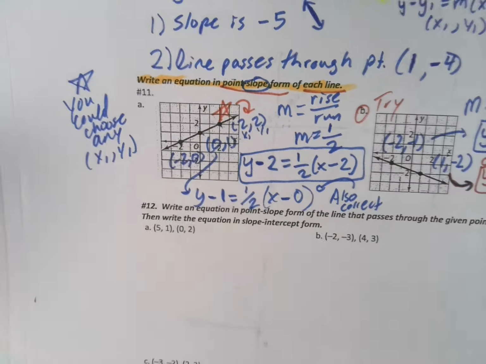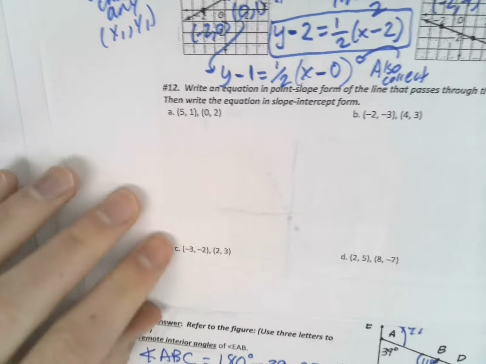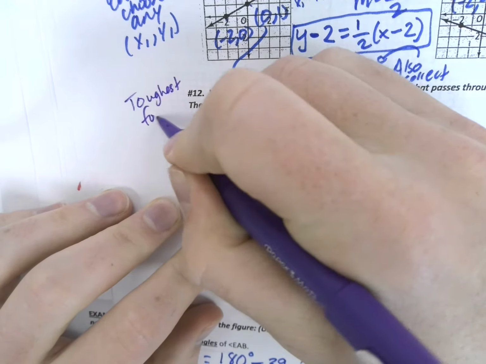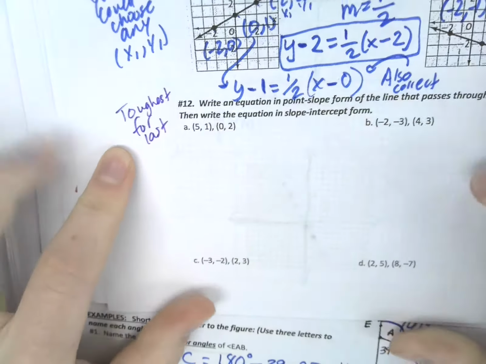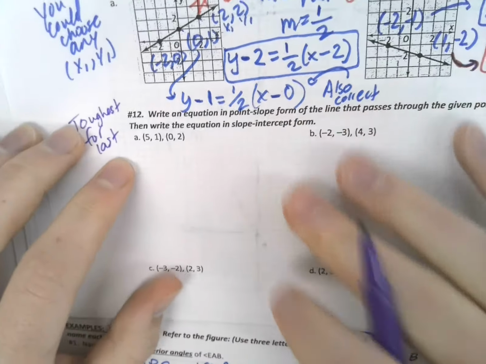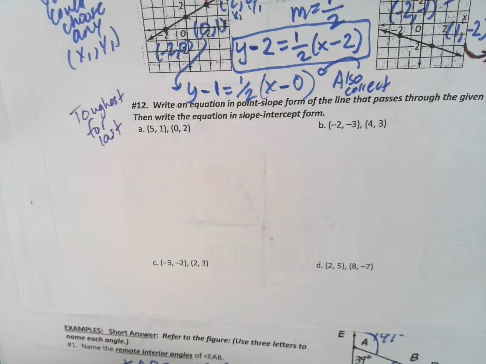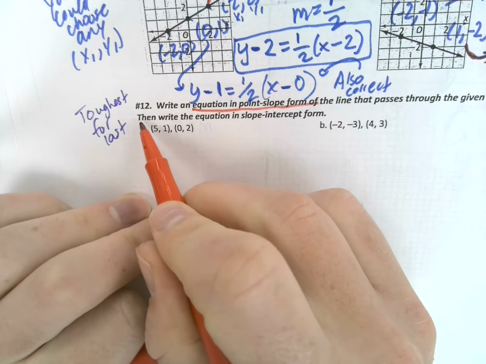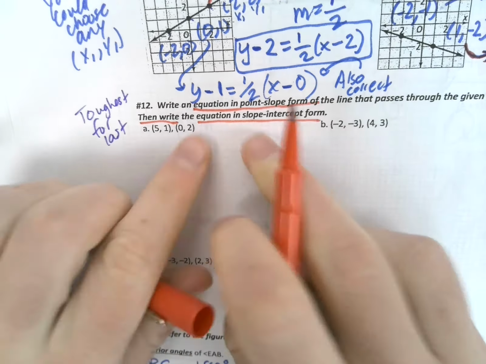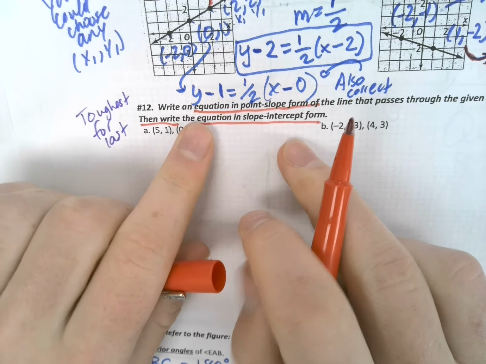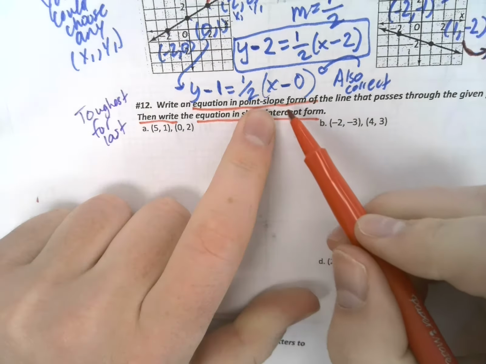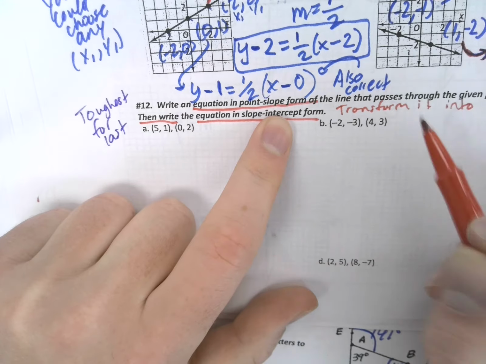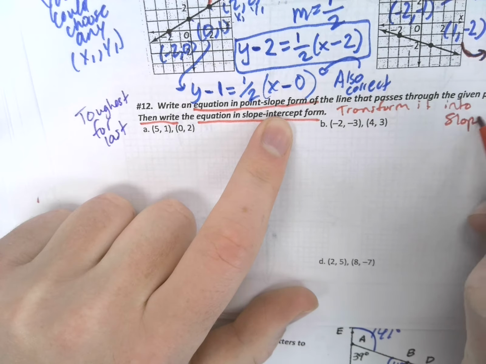All right, last thing, guys, and then we are done. But I saved the toughest for last, so stay locked in with me. We're going to write an equation in point-slope form that passes through the given points. Then we're going to write that equation in slope-intercept form. Ooh, this is going to be a little tricky. So we're going to write an equation in point-slope form and then transform it into slope-intercept.